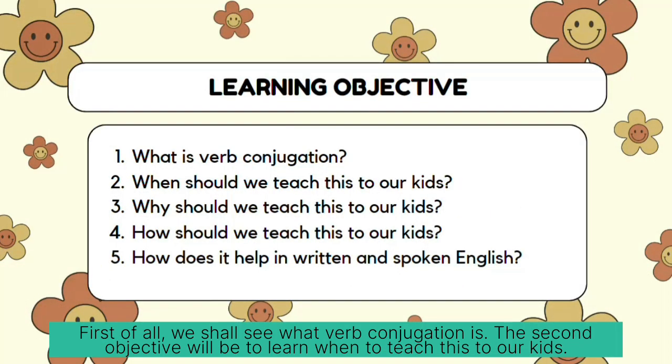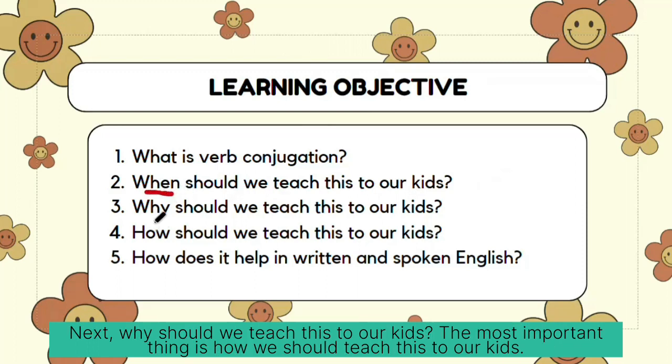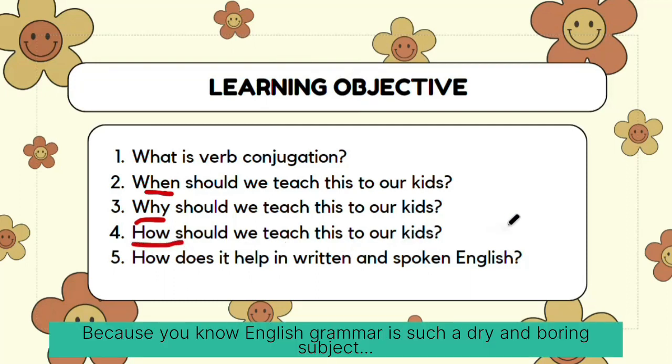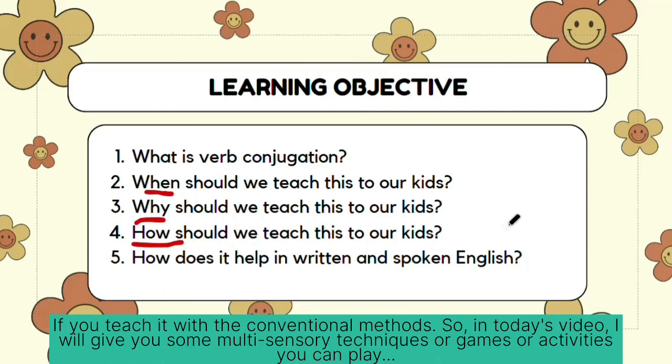First of all, we shall see what is verb conjugation. The second objective will be to learn about when should we teach this to our kids. Next, why should we teach this to our kids? The most important thing, how should we teach this to our kids? Because English grammar is such a dry and boring subject if you teach it with the conventional methods.